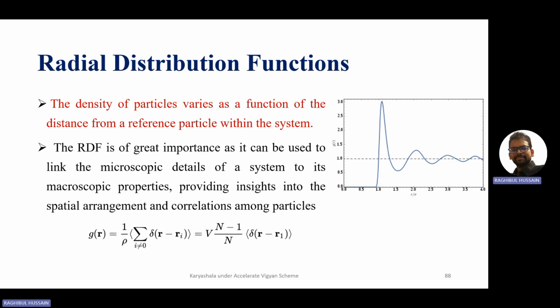So here you can see that the density of a particle varies as a function of the distance from a reference particle within the system. That means my reference particle is Li, and based on that, I want to know how many TFSI with a center of mass are present around it.